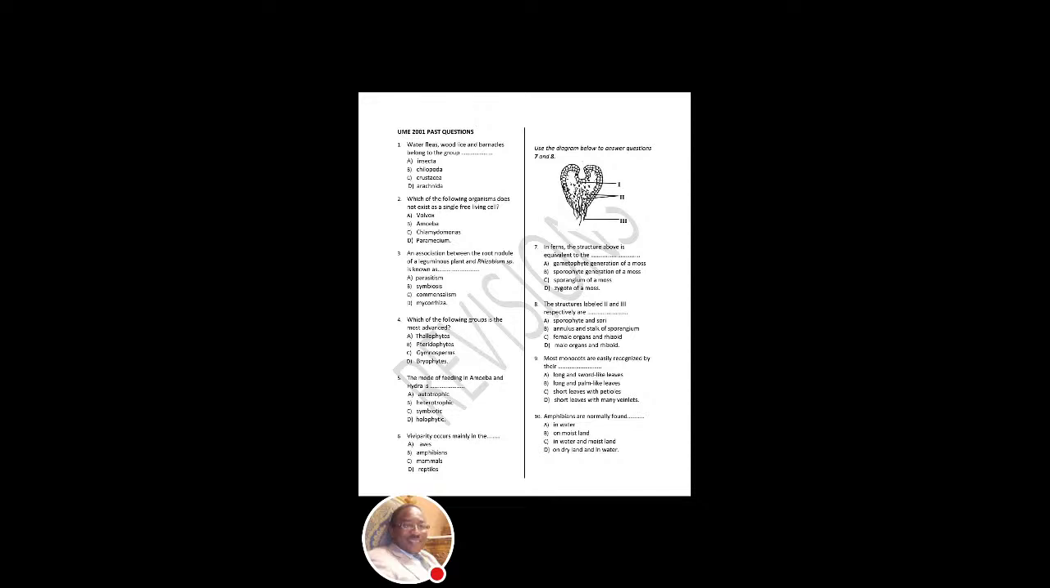Number 3, an association between the root nodules of a leguminous plant and Rhizobium species, which of course is found in the nitrogen cycle, is A, parasitism, B, symbiosis, C, commensalism, D, mycorrhiza. The correct answer in this case is symbiosis because the leguminous plant provides food and protection to the Rhizobium bacterium, while the Rhizobium bacterium gets protection from the leguminous plant. So the answer is symbiosis, another example of mutualism.